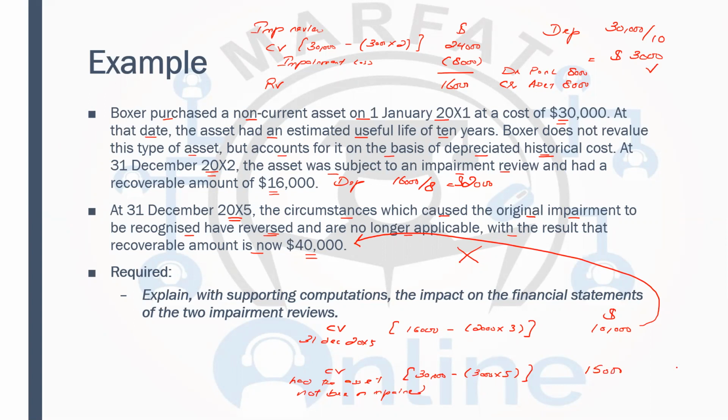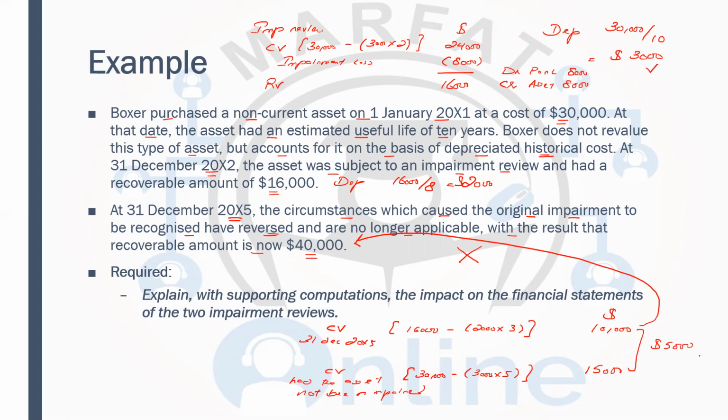So the standard says that you can reverse the impairment of only 5,000. You can take the asset to the maximum value where it would have been if there was no impairment. You cannot take the asset now to the recoverable amount, which is the new value. You can only take the asset to the amount if there was no impairment. That means the 5,000.